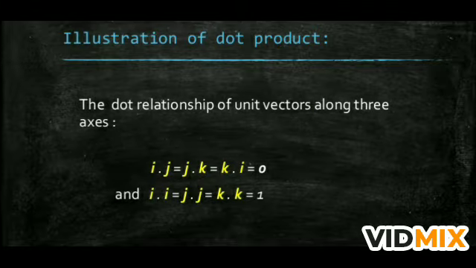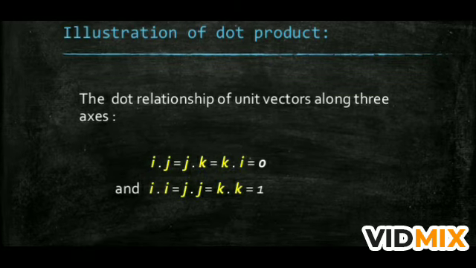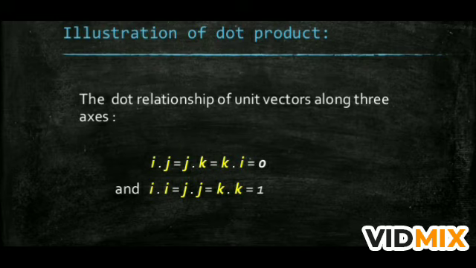So i dot j is equal to j dot k is equal to k dot i is equal to 0. Means if you are multiplying i and j, since i and j are perpendicular, the angle between i and j is 90 degrees. So i dot j is equal to ij cos 90, and cos 90 is equal to 0.